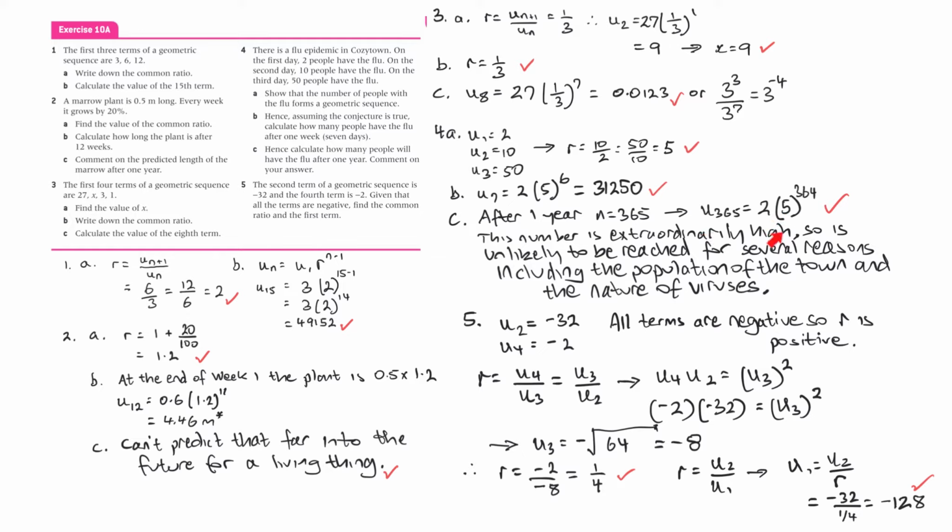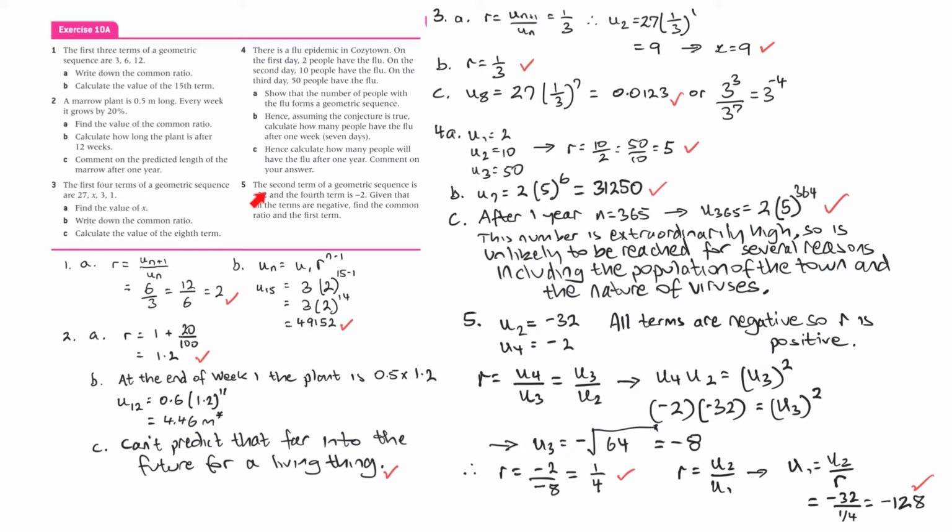This number is extraordinarily high, so is unlikely to be reached for several reasons, including the population of the town and the nature of the viruses. Okay, well, viruses, their infection rate changes with seasons and everything else, so there's a lot of factors involved. So when the question says, comment on your answer, they also talked about the population of the town, didn't they? The population of the town can't be that big. Well, it could be, but I mean, it's a pretty big number.